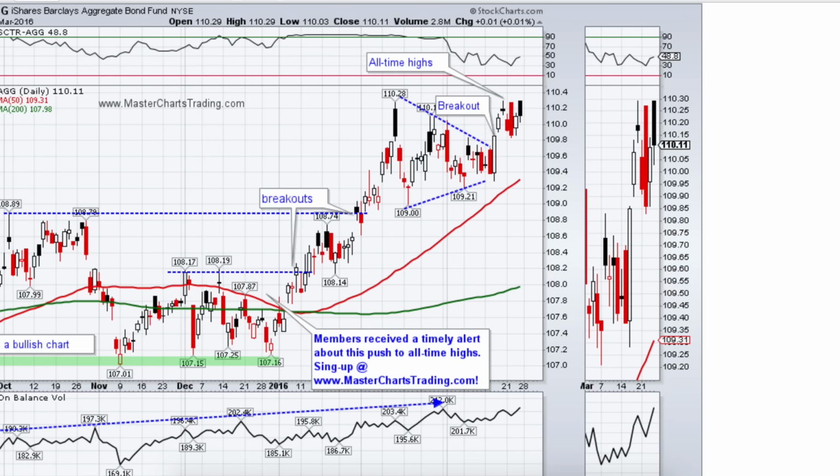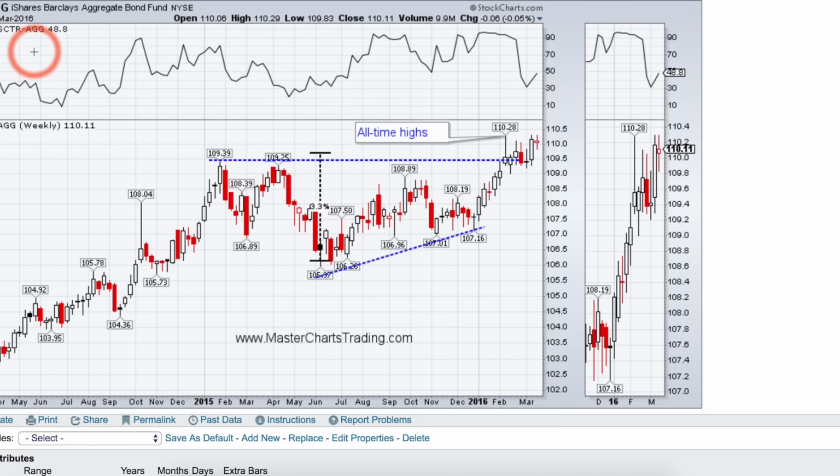On the long-term front, you can see the same thing. This is AGG, but this is a weekly chart going back a couple of years. This could be like a cup or maybe a flag consolidation, and the depth of this pattern is around 3%, a little more. So if we already broke out here to all-time highs, and then again we're at all-time highs, I think we could easily see this 3% duplicated on the upside here. So we could push to maybe 113 or even higher.